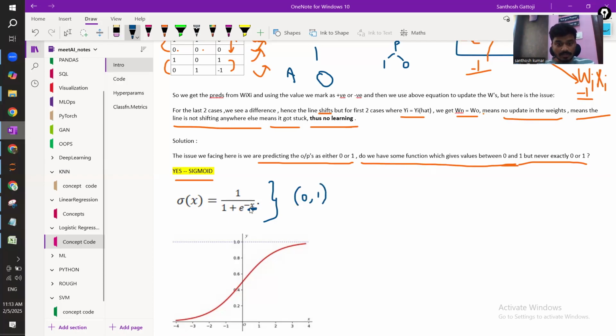What value are we going to give here? The same value, whatever we get from wixi. Earlier, we used wixi directly, and this used to give us exactly 0 or 1. So now we are putting one more layer. We are saying, I don't want it like this. Whatever value you give here, I'll give it to the sigmoid function so that it gives me an output that is in between 0 and 1.